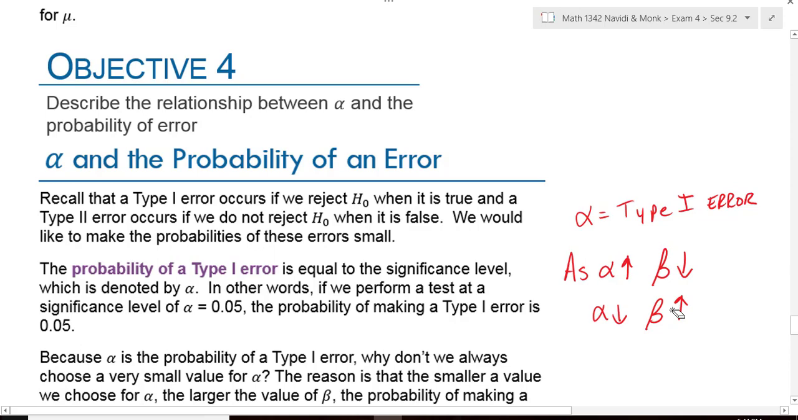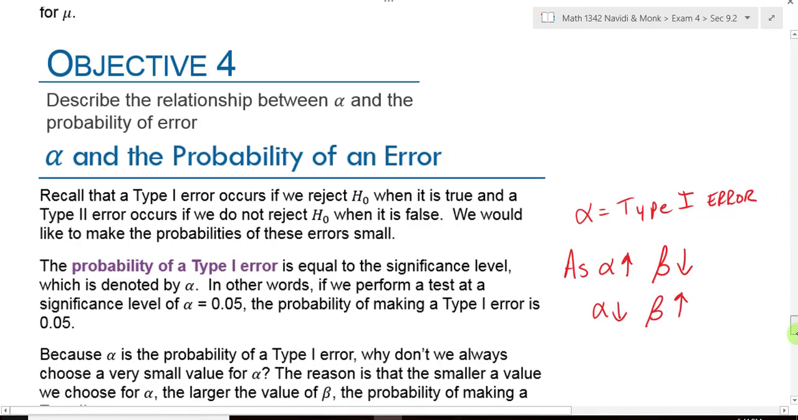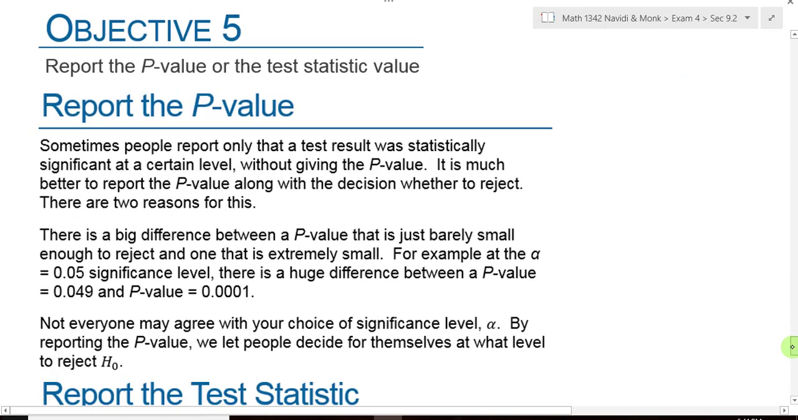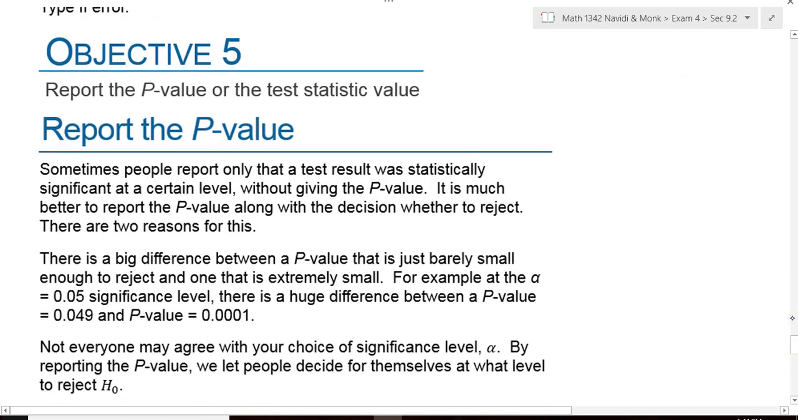The type 2 error is the probability of failing to reject a false null hypothesis. We want both of those to be as low as possible. But I went over those in great detail on 9.1. I'm not going to spend a lot of time on those tonight. Objective 5 just tells you that you should report the p-value or the test statistic value. I'm telling you it's good practice to report both the p-value and the test statistic.